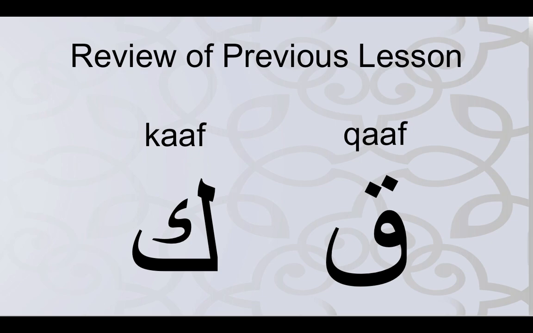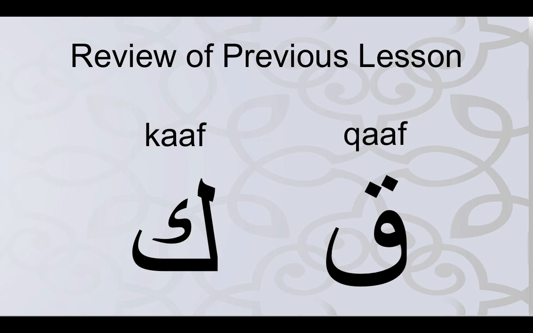Okay, review of the previous lesson. We learned 8 letters last time: Qaf, Kaf, Lam, Mim, Noon, Ha, Wa, and Ya. The 2 letters in front of you are Qaf and Kaf. Let's go with the letter Qaf first, on the right-hand side. The letter Qaf is a consonant, and it is similar to the letter Q, but not quite. It is kind of throaty. It is a tongue letter, but the throat is involved in pronouncing it.